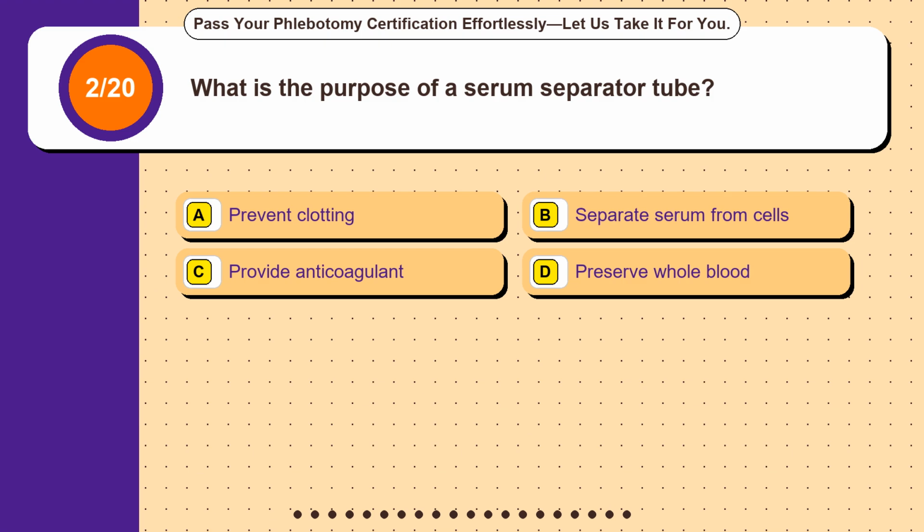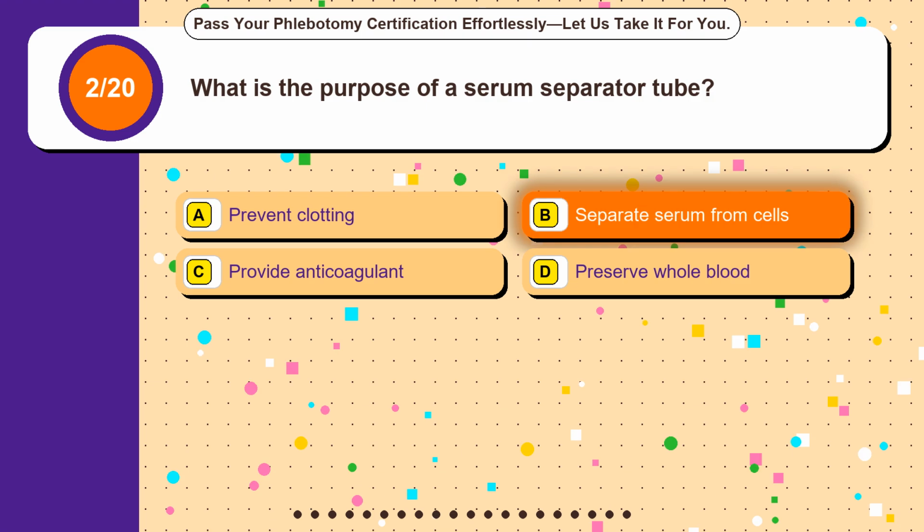Question 2. What is the purpose of a serum separator tube? Option A, prevent clotting. Option B, separate serum from cells. Option C, provide anticoagulant. Option D, preserve whole blood. The correct answer is option B, separate serum from cells.